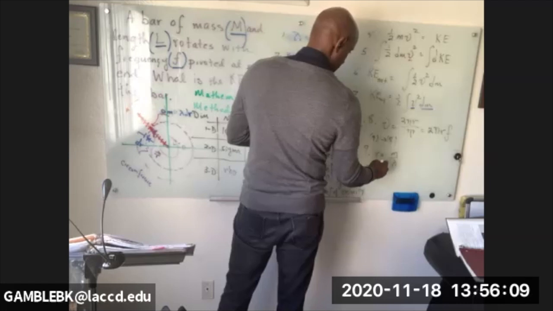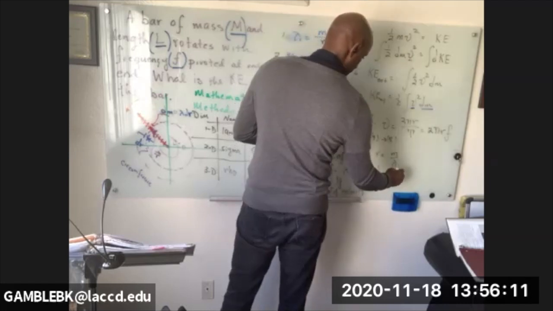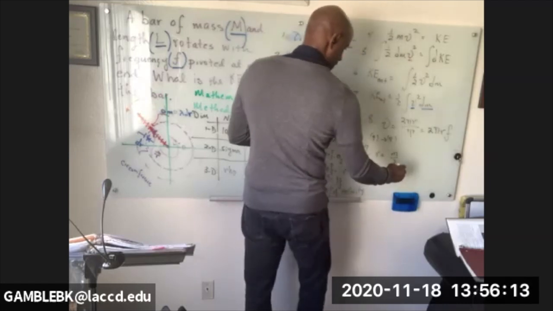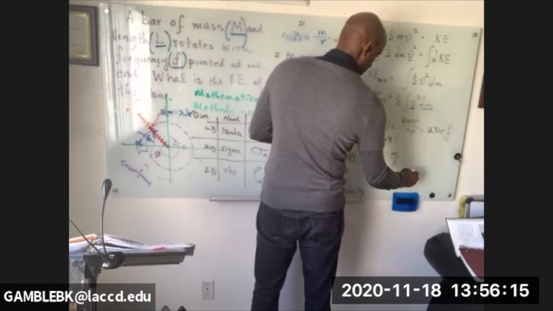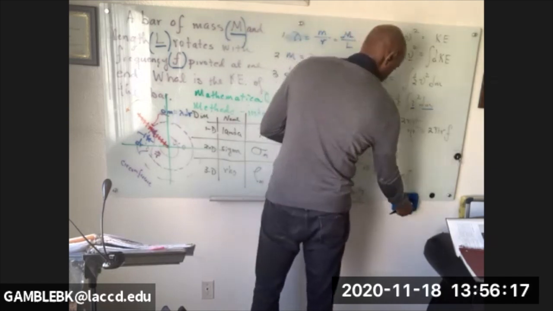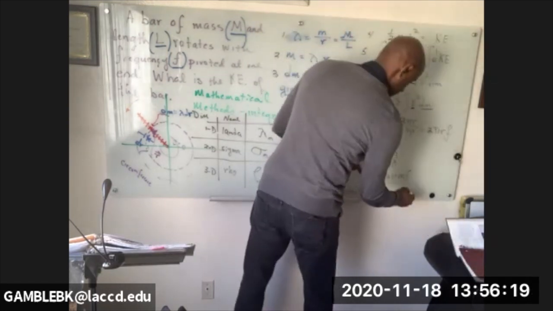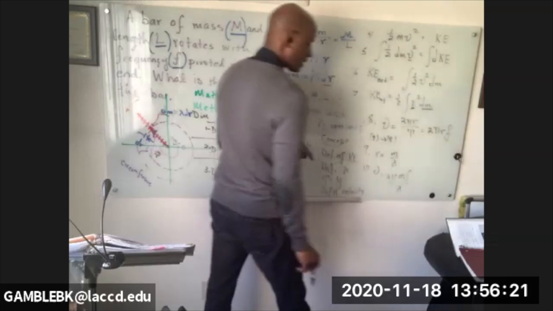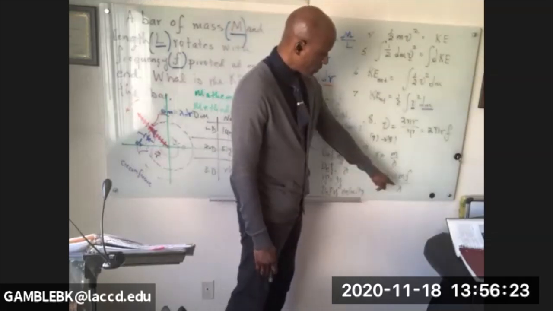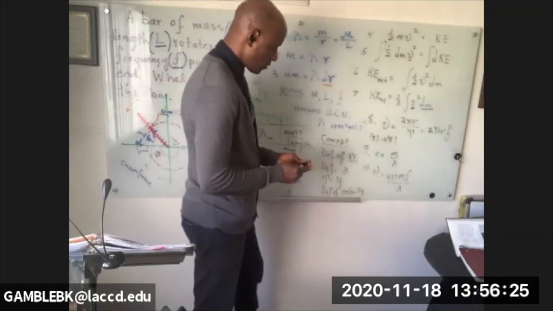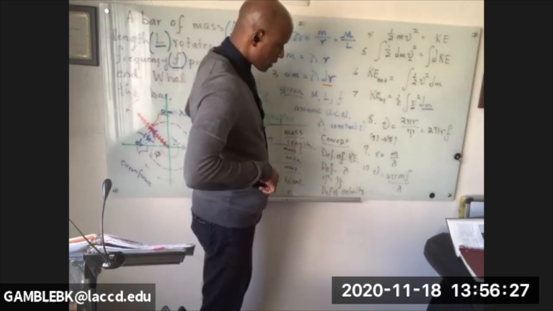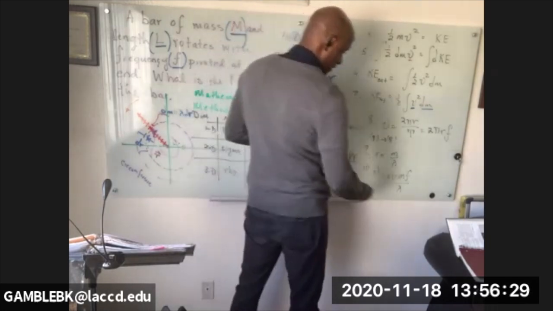So then v becomes 2 pi m f over lambda. And everything now in that equation is a constant except for m. M is the variable.